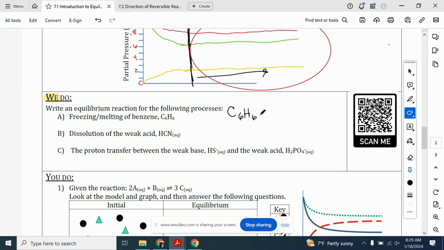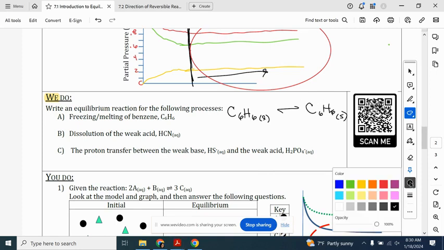That would be, if we're freezing, what would it start as? A liquid. And we are freezing it, so we are going to become a solid. Easy enough. And this is a back and forth reaction. This is at the freezing point. So some of it's freezing, some of it's melting. Back and forth and back and forth.